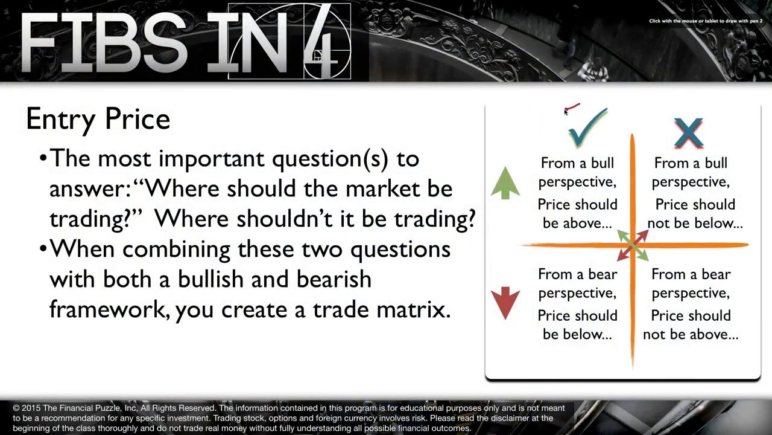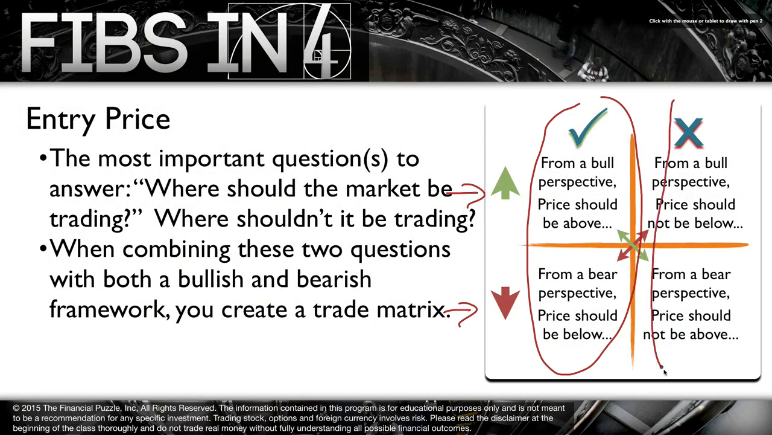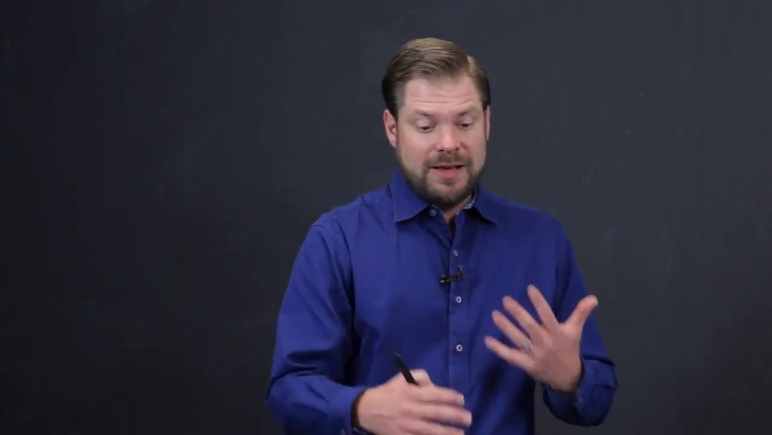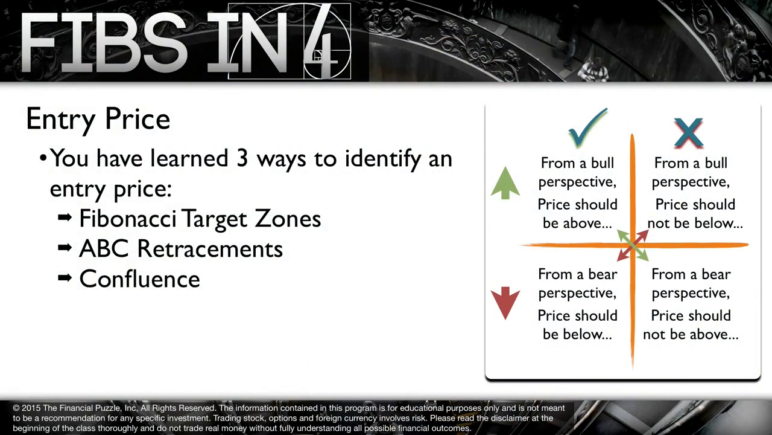You can see we've got on the left-hand side where the market should be trading from the bullish and the bearish perspective. And then, of course, on the right-hand side, you've got where the market should not be trading, again, from the bullish and the bearish perspective. Now, when you start discovering where each of these zones are, you have all kinds of information at your fingertips. And we're going to do an example here in just the next video. And I've already given you some tools for identifying where these framework zones should be. You already understand Fibonacci target zones. That's one of the easiest ways to answer these two questions. You already understand ABC retracements. Again, another good way to answer these questions. And then lastly, we discovered confluence.